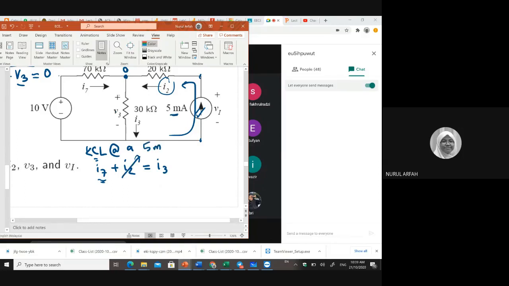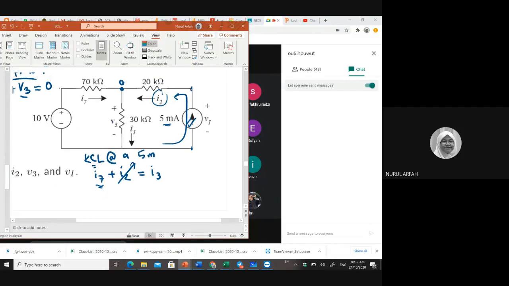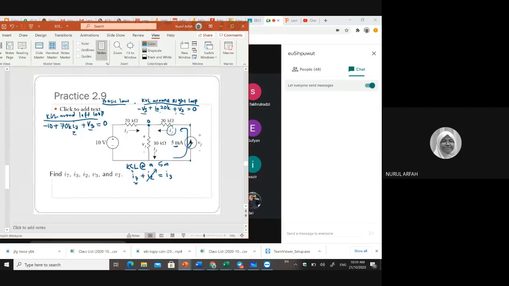And then do you have any other suggestion of answer here? I7, no, we don't have anything. I3 also no, right? So can we substitute something to something? Any other suggestion? What is V3?